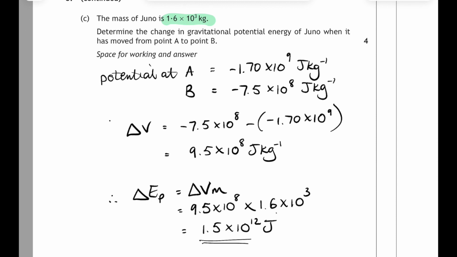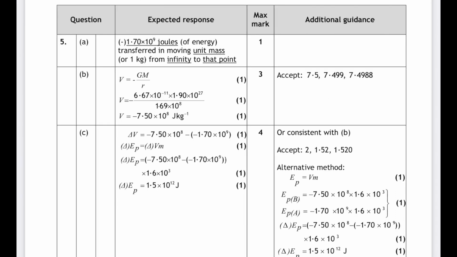Let's have a look at the marking instructions. It's 1 mark for finding the change in gravitational potential, 1 mark for the relationship, 1 mark for subbing in, and 1 for the final answer with the correct units. On the right hand side, you could alternatively have worked out the potential energy of Juno at both locations, and then the difference between those two potential energies would give you the same answer. Pretty tricky though. Right, let's have a look at another paper and see how that compares.